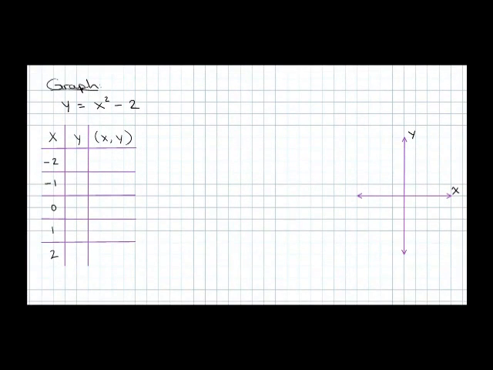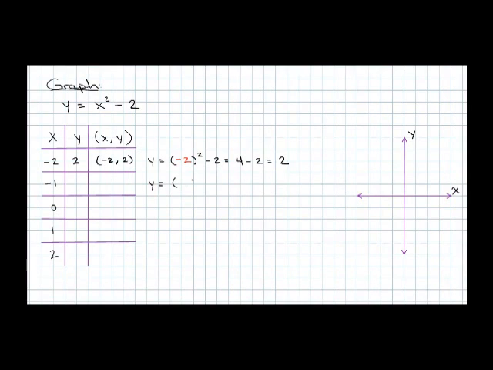Now we're going to graph y equal to x squared minus 2. Maybe you should try to guess what's going to happen to this graph. Instead of adding 2 to x squared, we're going to subtract 2. So you might want to try to anticipate how that is going to affect the graph of this parabola. Alright, we're going to start by substituting our values just the way we did last time.